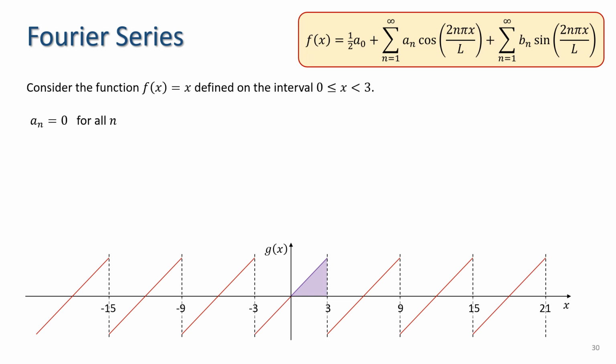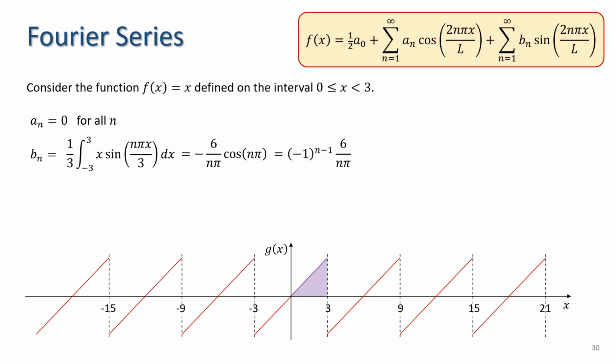Turning next to the b coefficients, we have bn equals 1/3 times the integral from minus 3 to 3 of x sine n pi x over 3 dx, which yields minus 6 over n pi times cos n pi. As before, the cos of n pi can be written as a power of minus 1, and we have minus 1 to the n minus 1 times 6 over n pi.